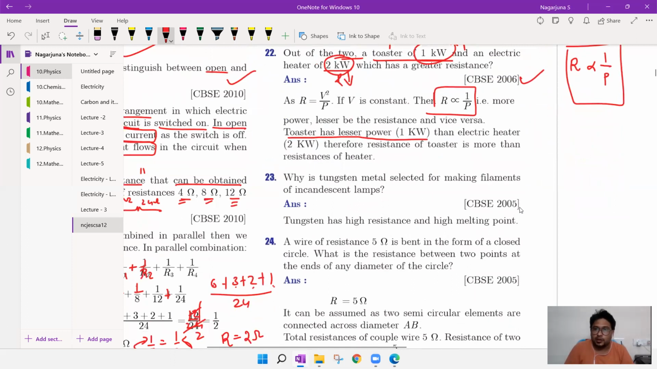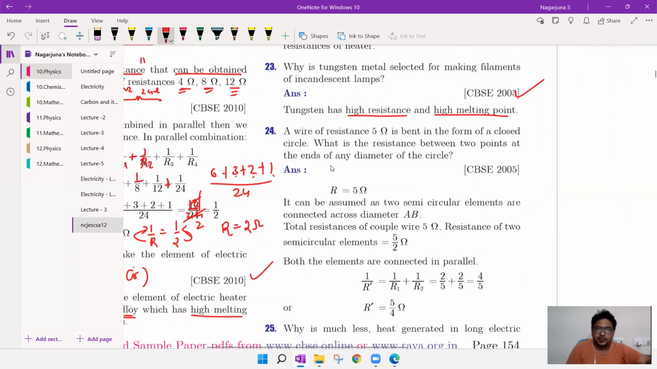Okay, again in 2005, basically this question got repeated in 2010 or 11 somewhere. Why is tungsten metal selected for making filaments of incandescent lamps? Okay, in lamps, in bulbs. Why? Because it has high resistance and a high melting point.